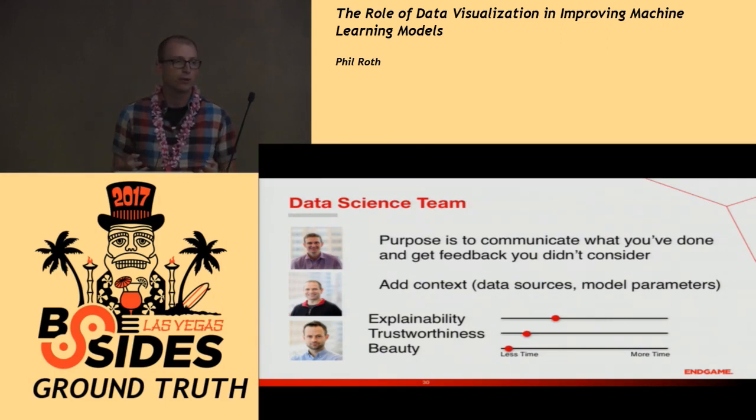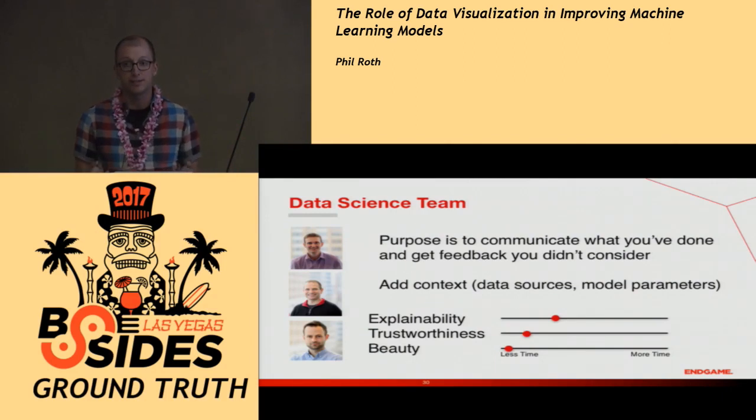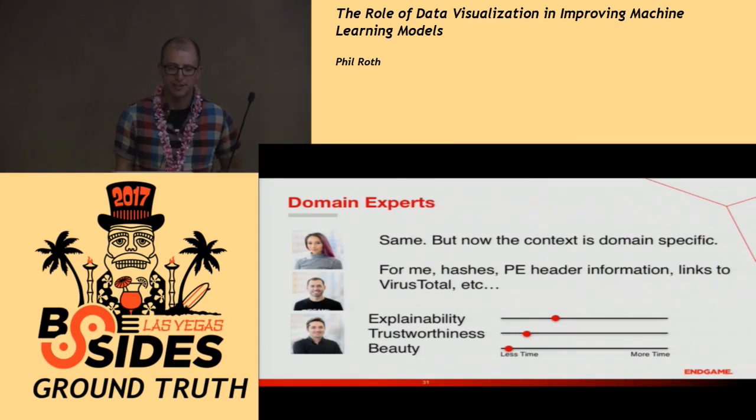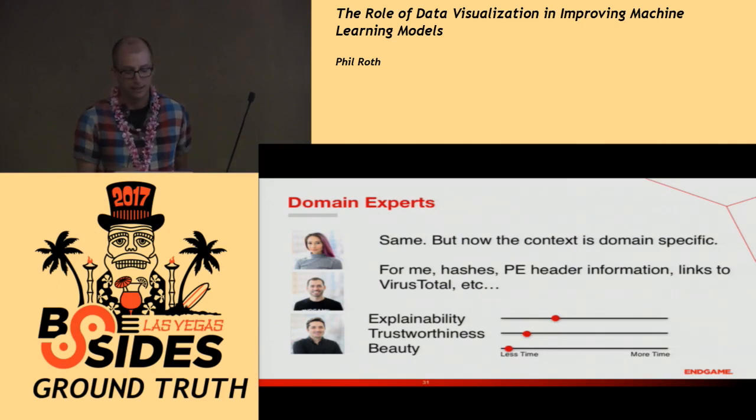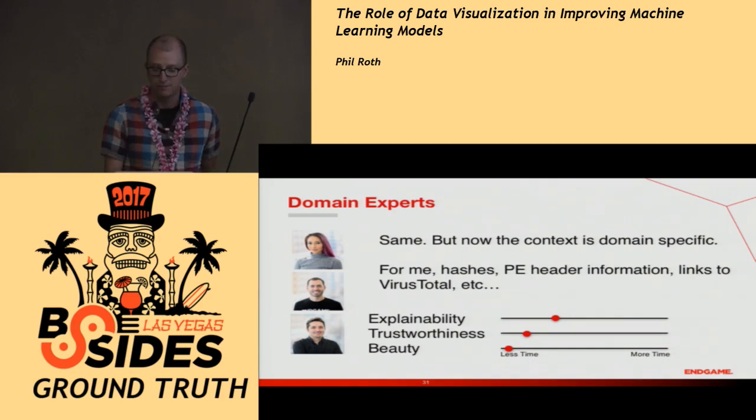But you need to put a little bit more work into your visualizations in this case, and definitely add context, like where the sources of data are, and what the model parameters were that you went into the model training, because your data science team is going to be very interested in those things. Pretty much everything is the same for domain experts, but in this case, the context that you're adding is going to be a little bit different. For me, it's like PE header information, hashes, links to VirusTotal, those sorts of things. And once you've added that and opened these visualizations up to the rest of the company, then you're going to get valuable feedback from your data science team and your domain experts.